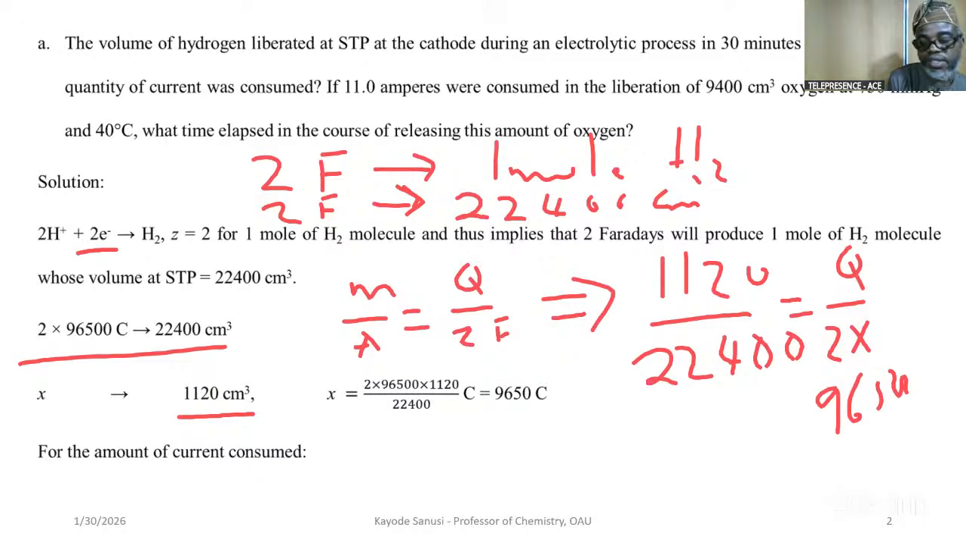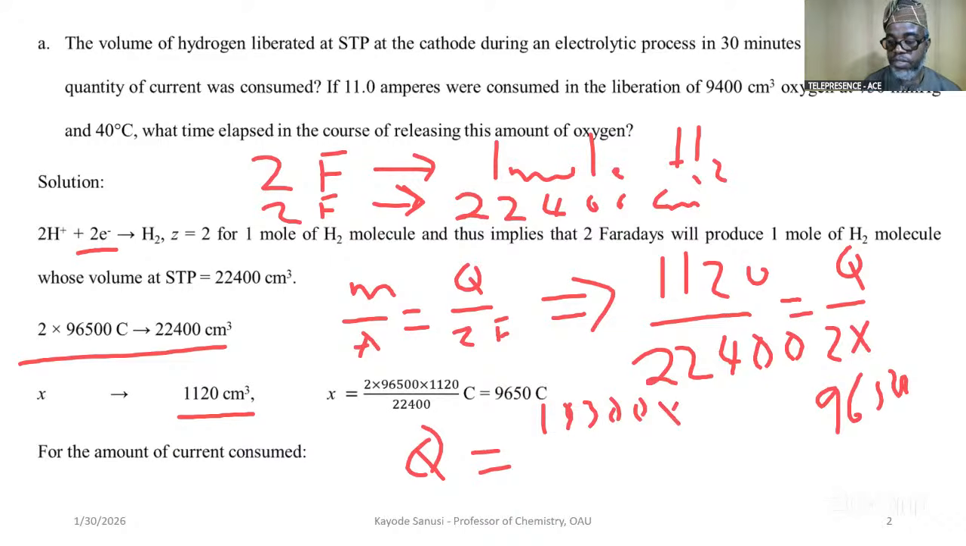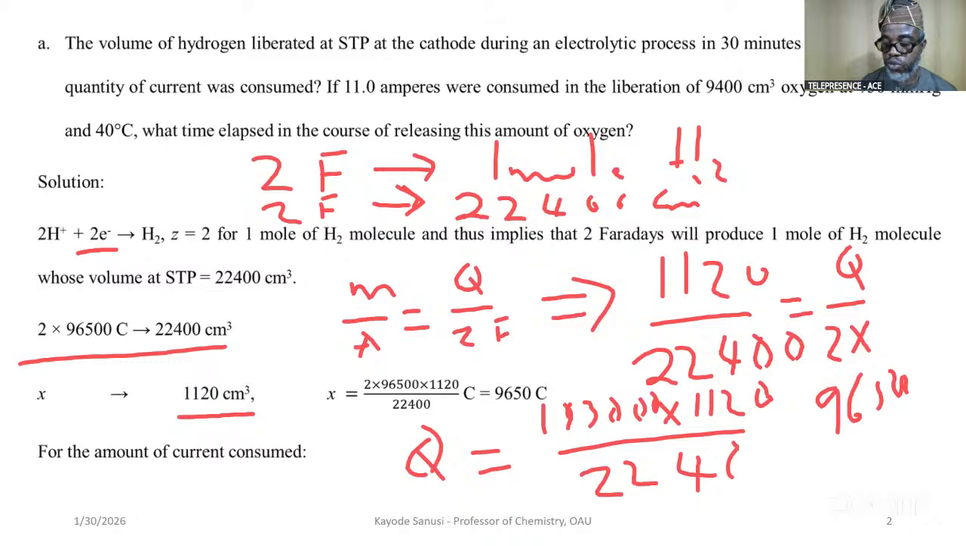And if you don't want to use this simple proportion, you can also fall back on this. All right, and that will give you Q equals 193,000 times 1120 over 22,400, which is exactly what we have here, and then we get our quantity of electricity.